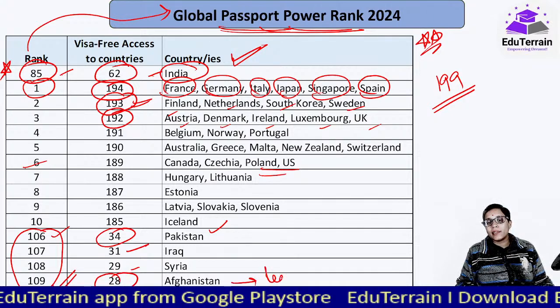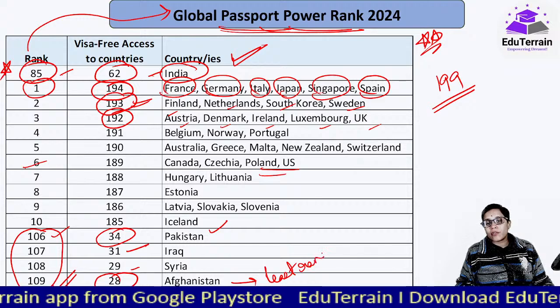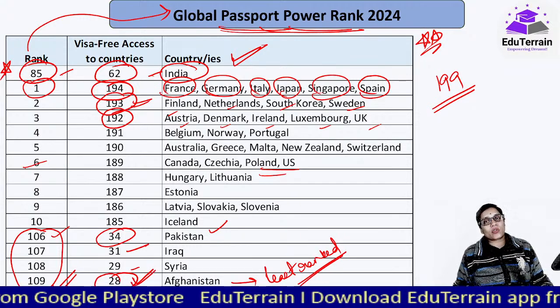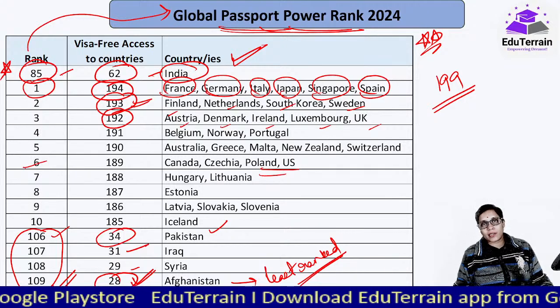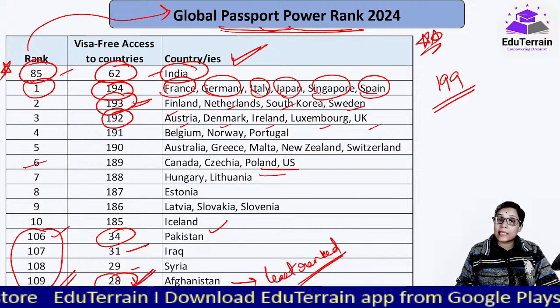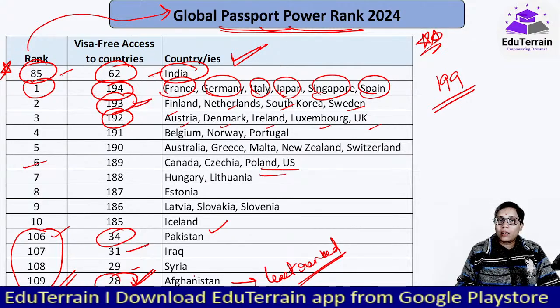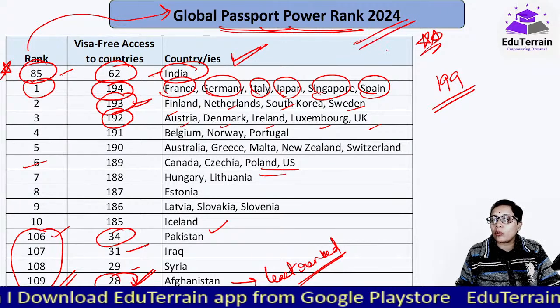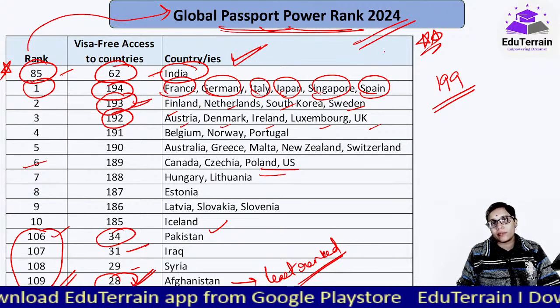Least ranked is Afghanistan with only 28 visa free access to countries. 28 countries it can access visa free, with 109 rank. That's the least rank here. This is as part of the Henley's Passport Index only, the global passport power ranking we also say.